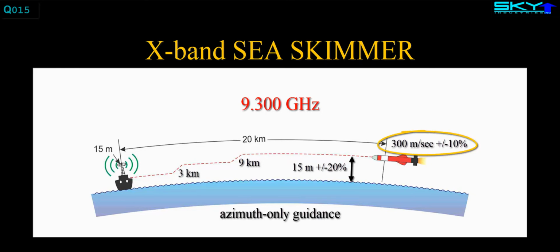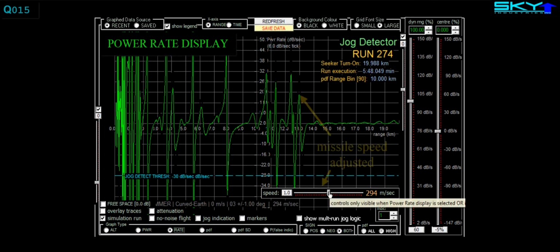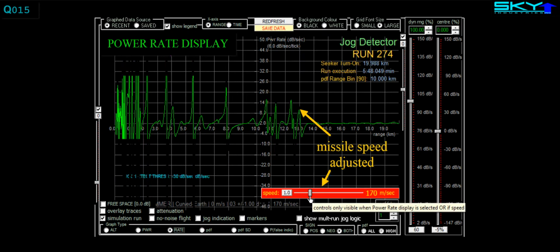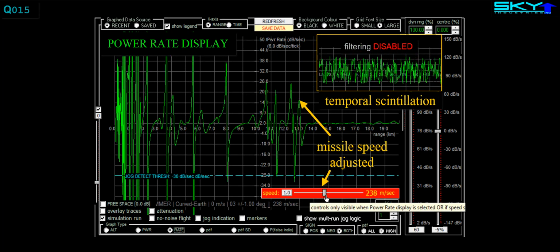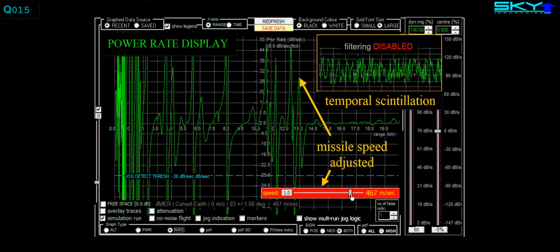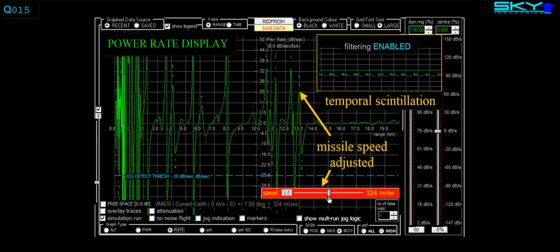Missile speed matters because it determines the power rate that the multipath causes, since in this study, power rate is entirely due to missile motion. The temporal scintillation caused by multipath is assumed to be removed by signal filtering. So some signal conditioning is assumed to have happened before the jog detector is used.